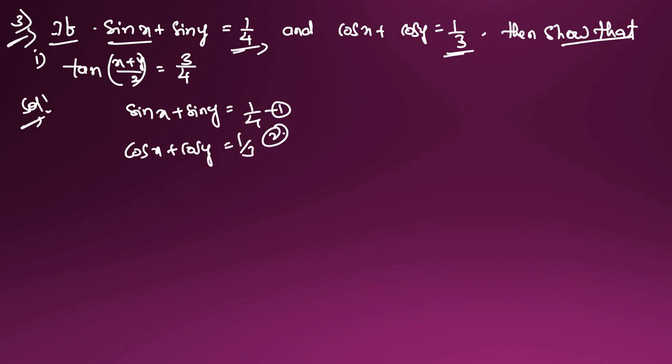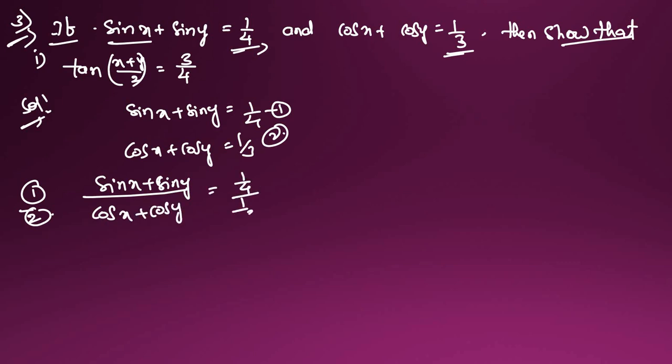So here I will divide the first by the second, so what will come here, sin x plus sin y divided by cos x plus cos y is equal to 1 by 4 by 1 by 3. So it will become, I will do it directly here. So this is sin C plus sin D will come here.